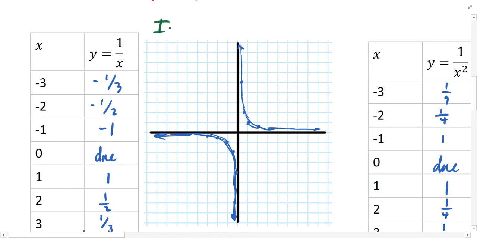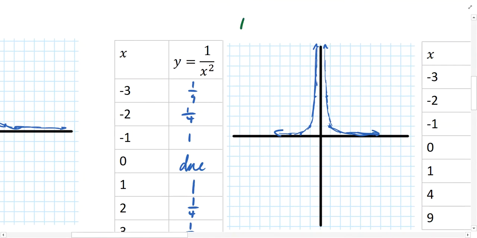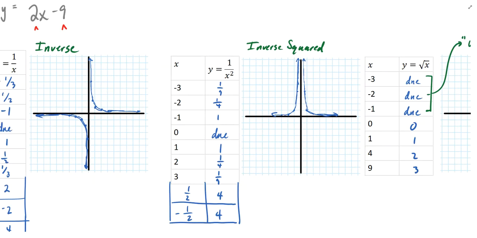This graph is called an inverse graph, and you'll notice that there is no exponent associated with this x value. And this one is what we would call our inverse squared graph. These 2 shapes are associated with what we call hyperbolic behavior, hyperbolas, and we can regenerate virtually any hyperbola with these 2 parent functions.